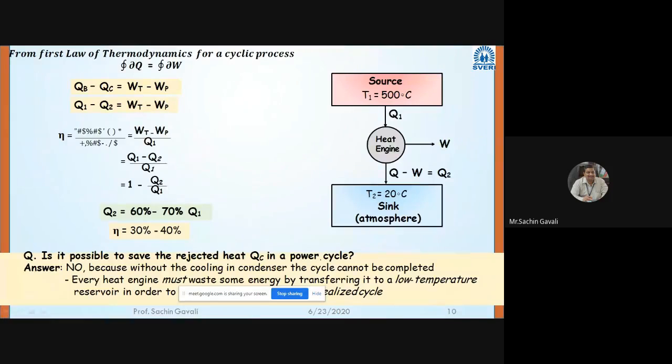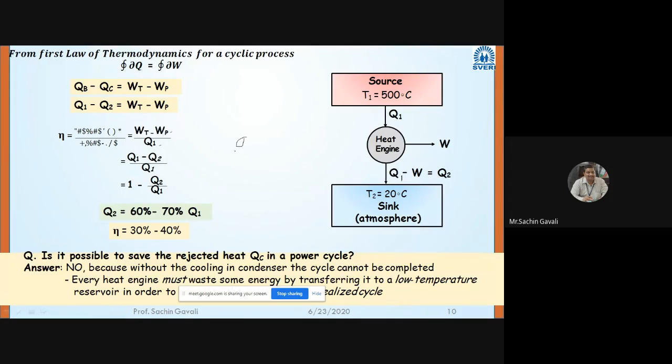Afterwards, we know the efficiency formula of the heat engine: it is always output divided by input. Output is WT, turbine work minus pump work, and input is the heat supplied. The heat supplied is Q1, and the output is W, that is Q1 minus Q2. We know that incoming is equal to outgoing. Q1 is incoming, outgoing is W and Q2.